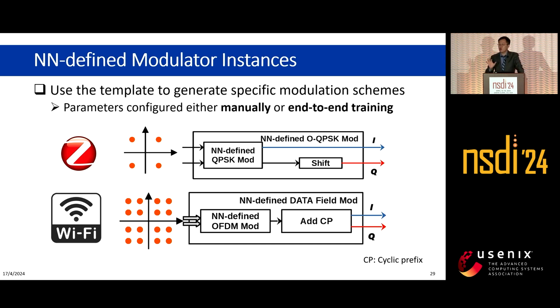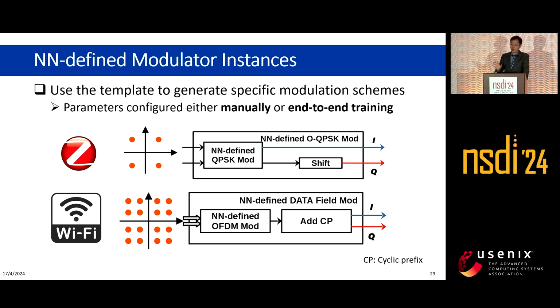In a nutshell, we adopted the template we just built and tried to configure the parameters. We can configure parameters in two ways. First, we can configure them manually, because the model is derived from the modulation theory. Of course, we can derive the parameters following this manner. But it provides another opportunity. The second opportunity is we can configure the parameters through training.